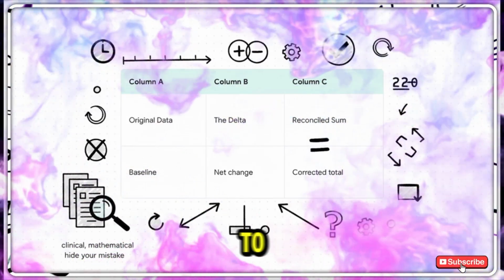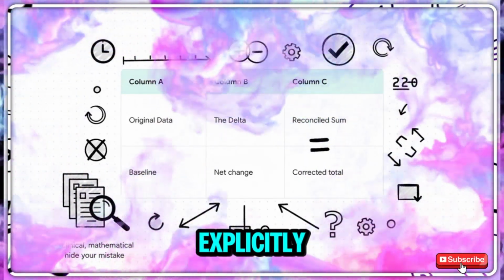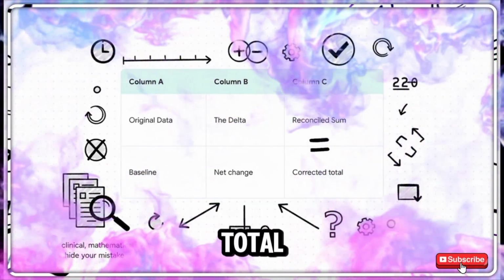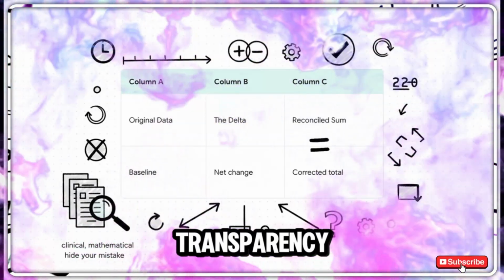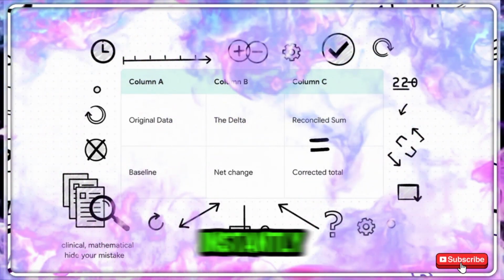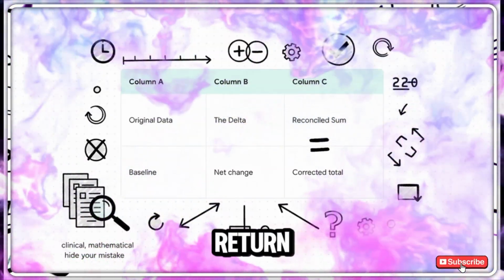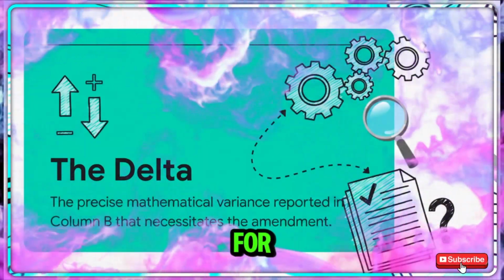You have to clearly isolate the old data, explicitly state the variance right there in the middle, and computationally prove the new total. This structural transparency is exactly how auditors instantly spot discrepancies without having to manually recalculate your entire return.